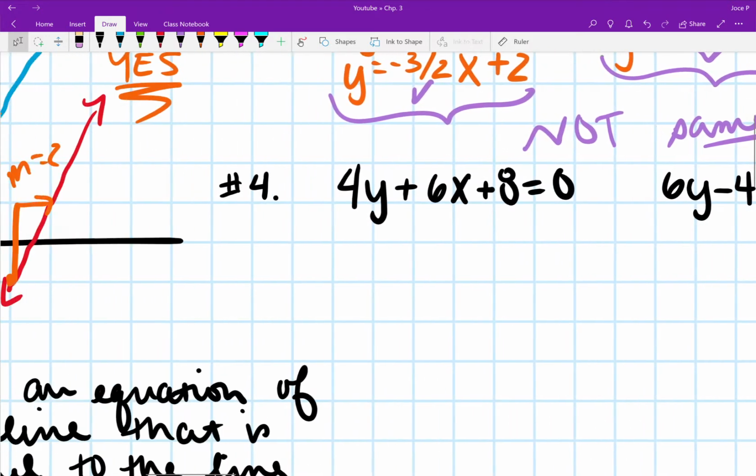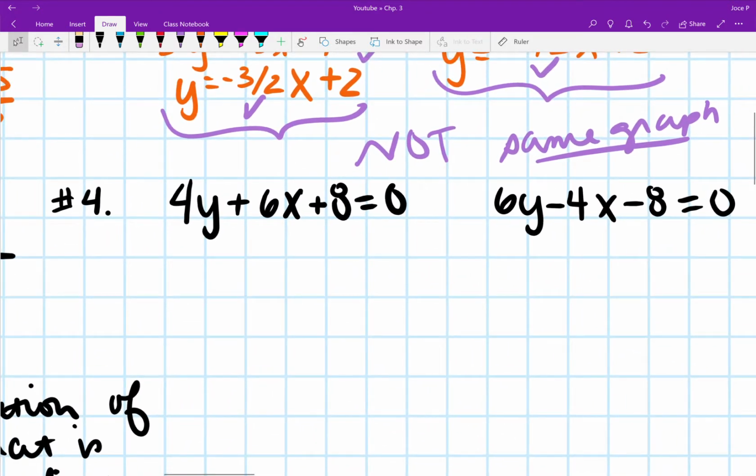Let us keep going to number 4. Great, we're going to have to manipulate b's again. So 4y is equal to, let's bring the 6x and the 8 over, so minus 6x minus 8 on the other side.